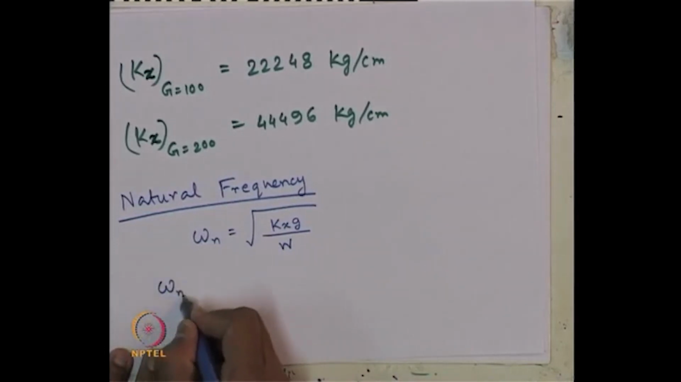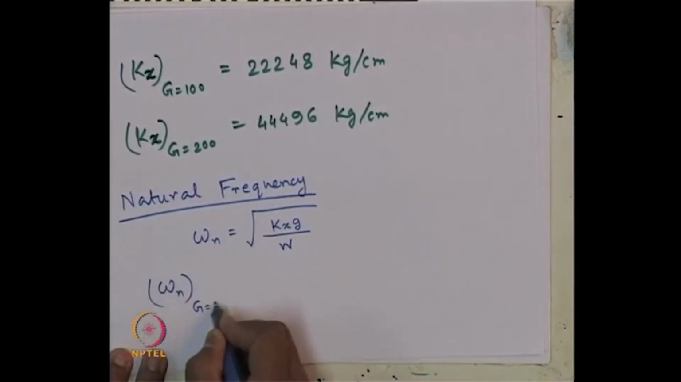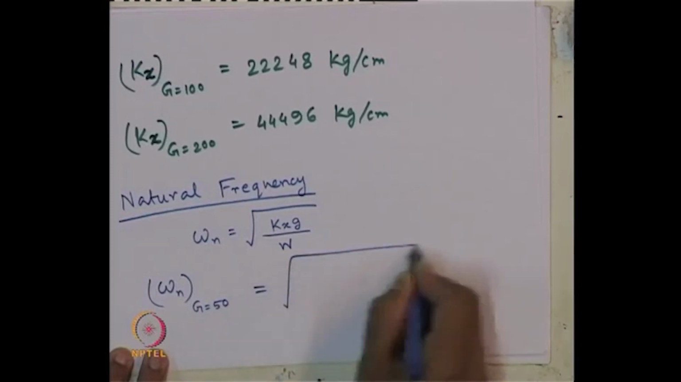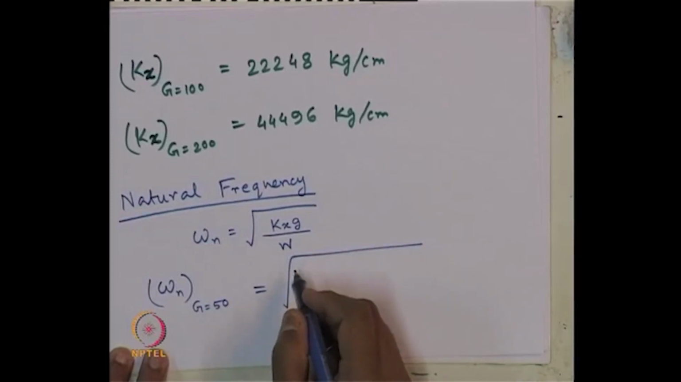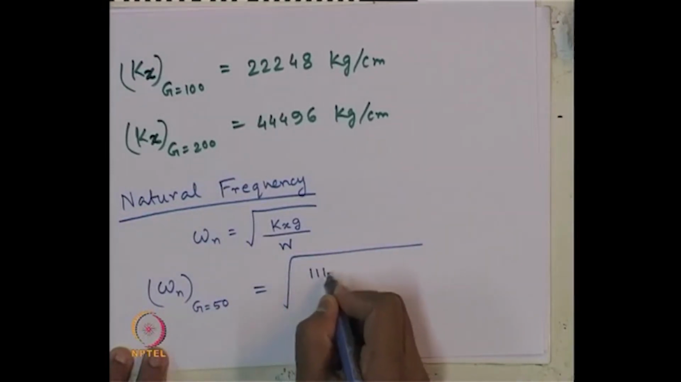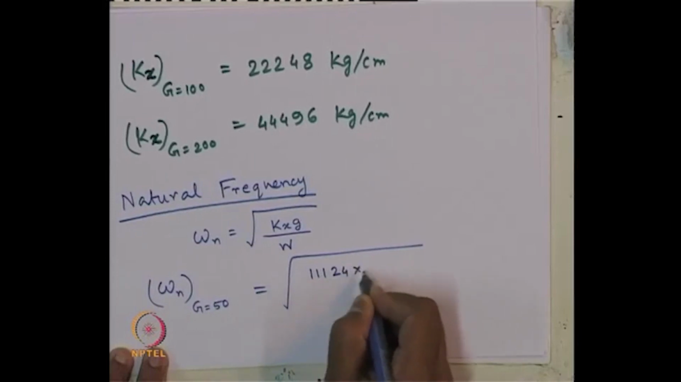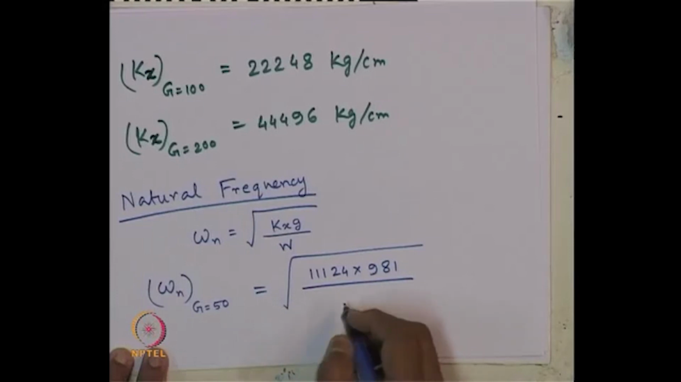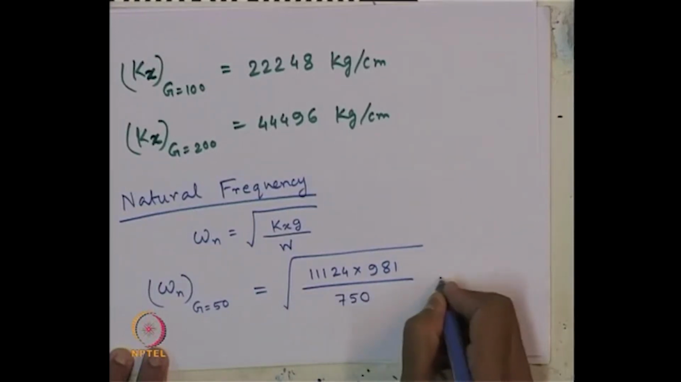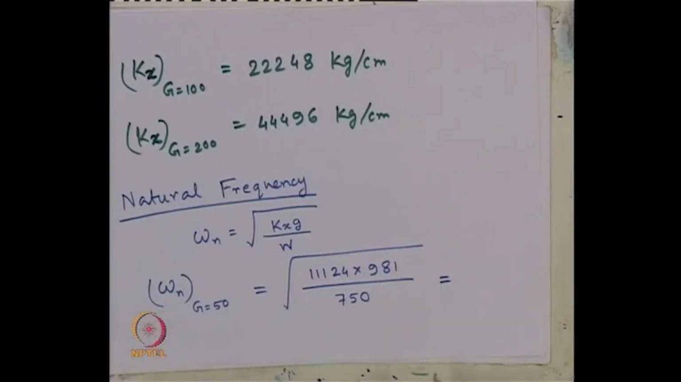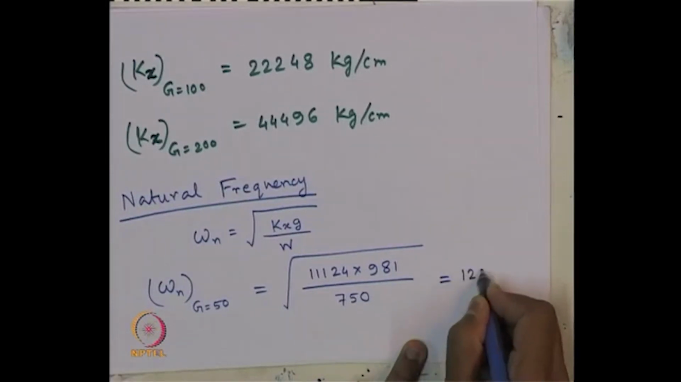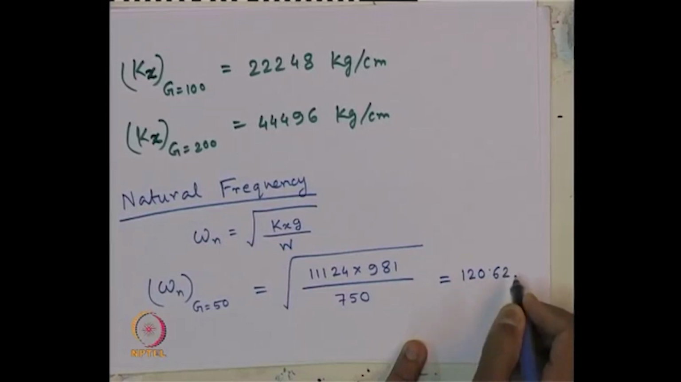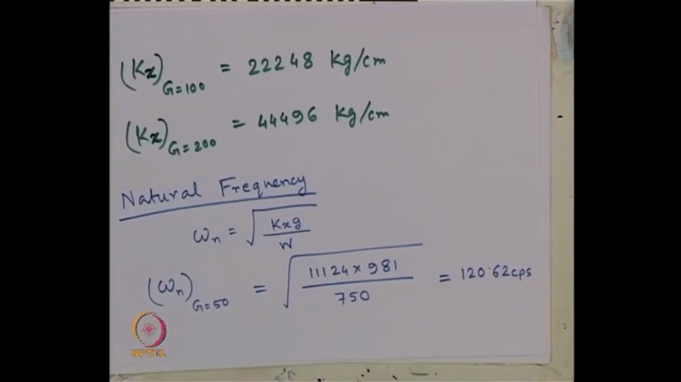So, omega n for G equals to 50 will be how much? K x for the first type of soil is 11124, G is 981 centimeter per second square, acceleration due to gravity, and W is 750. How much is it giving? 120.62 CPS. Okay.